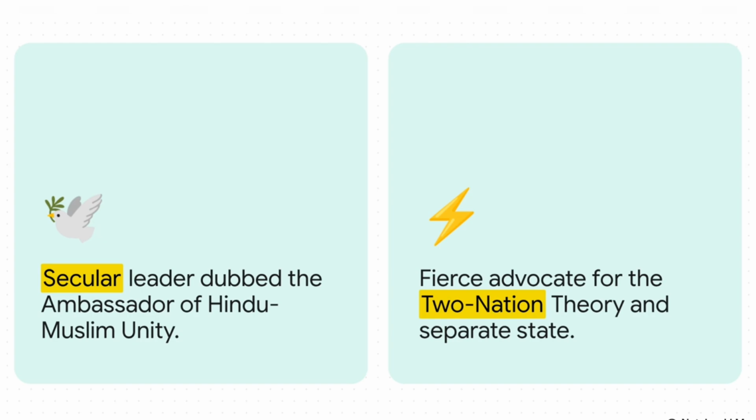Yet, after spending some time in London, a deeply disillusioned Jinnah returned to India in 1934, completely transformed. He took over the Muslim League and became the primary advocate for the two-nation theory, this core idea that Hindus and Muslims simply could not coexist in one secular state.